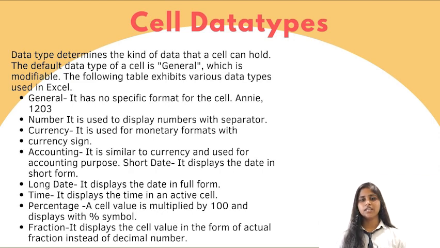First one is General. It has no specific format for the cell. Number. Currency, it is used for monetary formats with currency signs. Then we have Accounting. It is similar to currency and used for accounting purposes. Then we have short and long date, which is displayed in a short form and long form. Then we have Percentage. It is a cell value which is multiplied by 100 and displayed with a percentage symbol. Then we have Fraction. It displays the cell value in the form of an actual fraction instead of a decimal number.